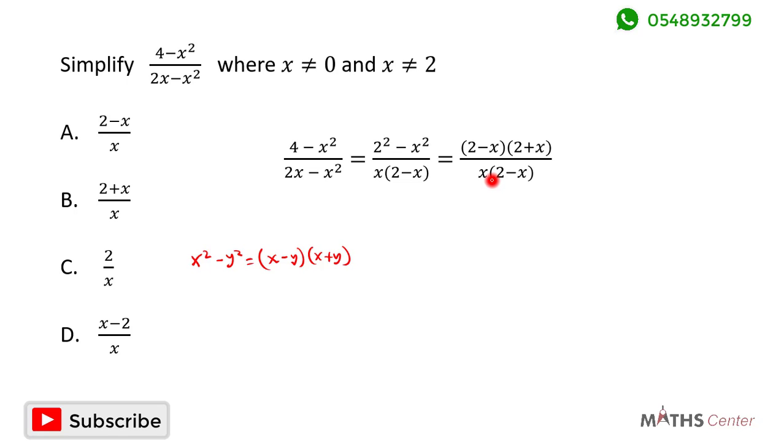That is the numerator. The denominator is x(2 minus x). 2 minus x is a factor here, 2 minus x is a factor here, so they can cancel each other out. And so we will be left with (2 plus x) divided by x. When we look through the options, we can see that the correct option is B.